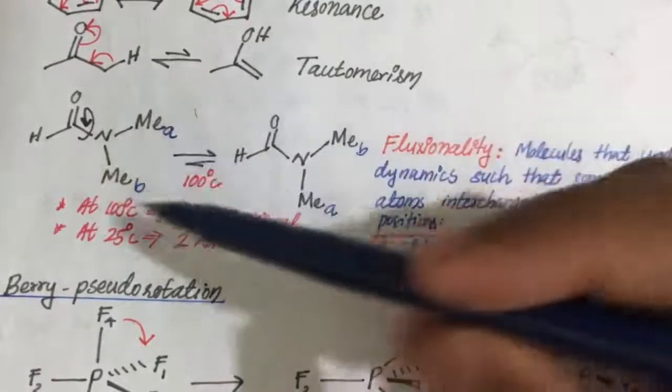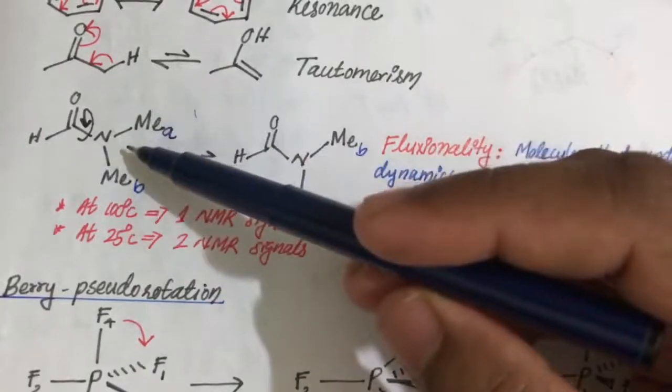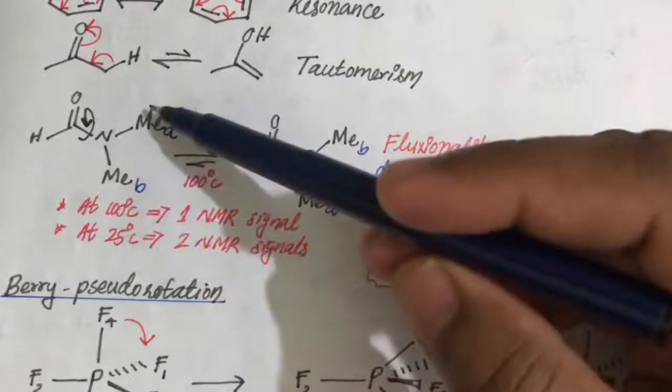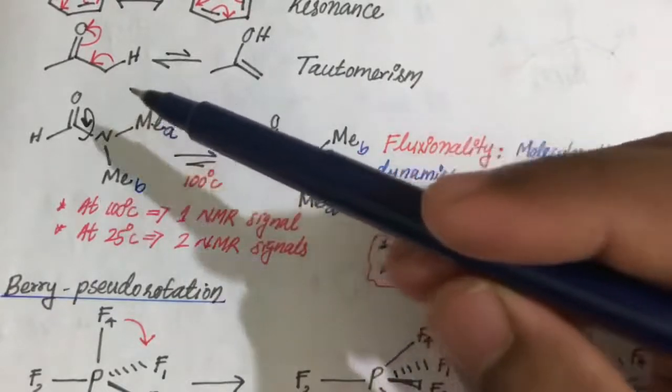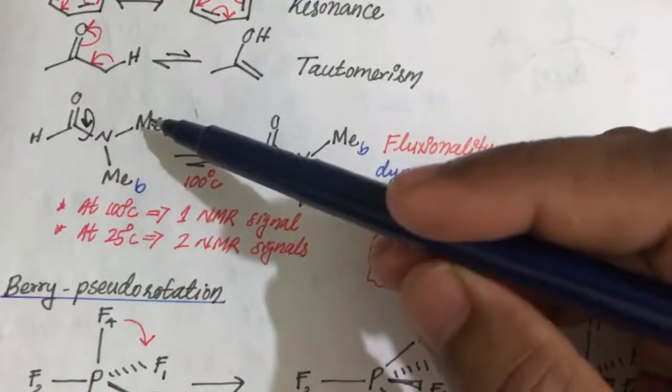So at high temperature the NMR can say these two Me groups are the same. That means MeA and MeB are treated as chemically equivalent. These 6 protons give you 1 signal.